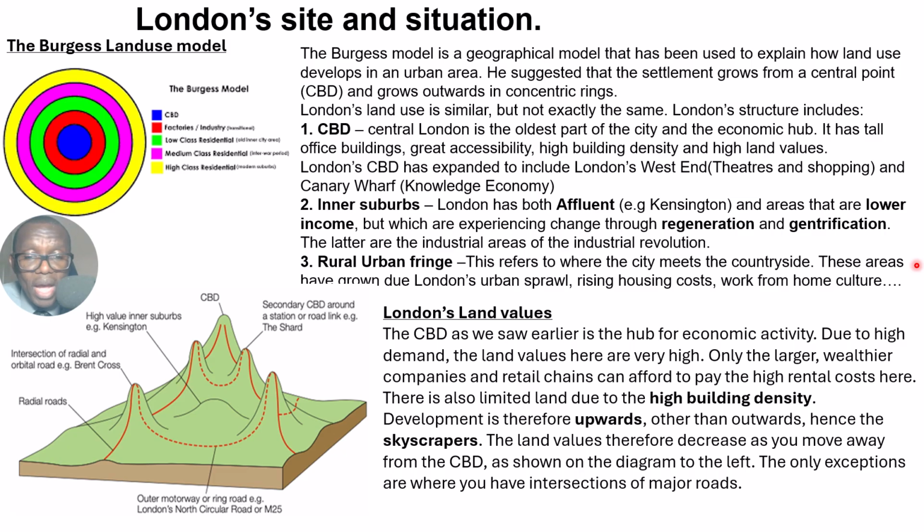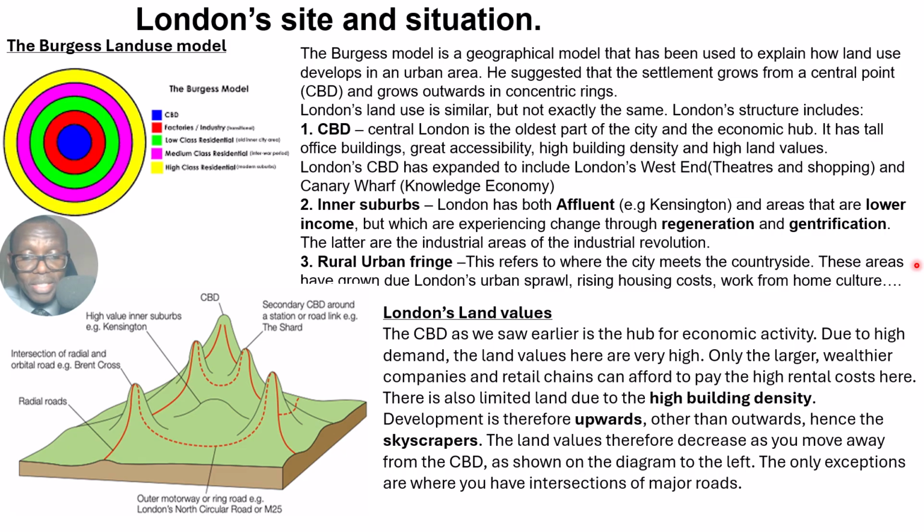Okay, and then we have the third one here, which is the rural-urban fringe. This is the outermost part, and it refers to where the city meets the countryside. These areas in London have grown due to London's urban sprawl and housing costs that have been rising over time. And then, as we mentioned before, the work from home culture has also encouraged the growth of that rural-urban fringe.